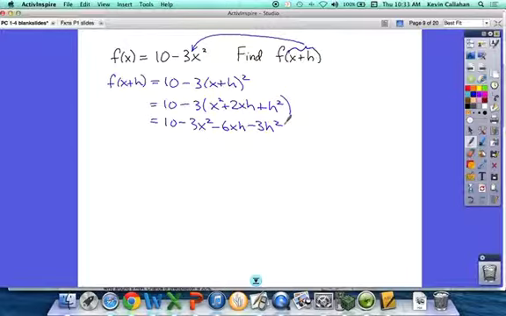I'll leave it like that. We could move the 10 to the back, but because it's got both x's and h's, that's a little bit different. Now, I'll say negative 3x squared minus 6xh minus 3h squared. That would probably be more proper in standard form because it's still decreasing order of the powers of x: squared, first power, and both of these are constants with respect to x. So we'll see that again by the end.